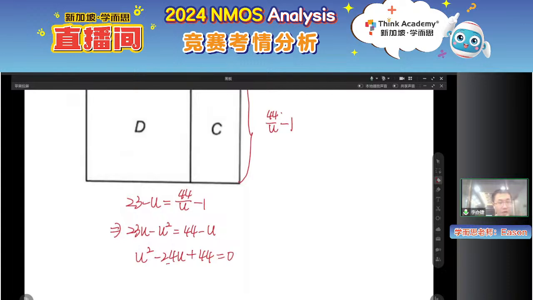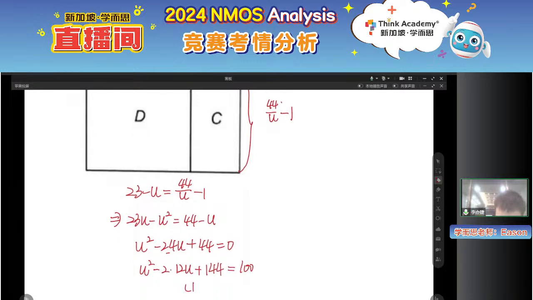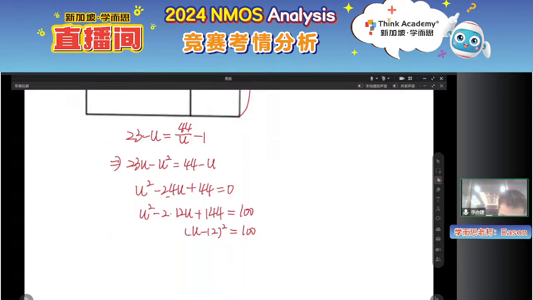Now 24 is 2 times 12, so we make it into U square minus 2 times 12U, then we should add 144, which makes it equal to 100. So U minus 12 squared equals 100. So the two solutions: U minus 12 can either be 10 or negative 10. So now U can either be 22 or 2.